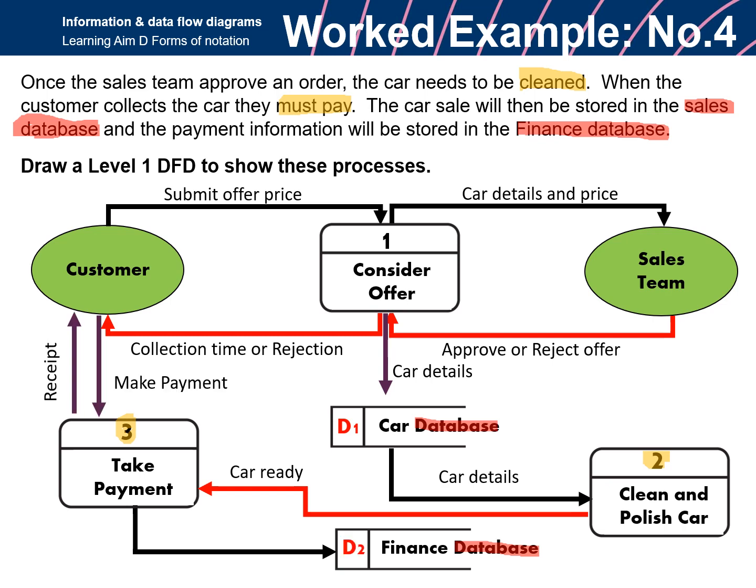The customer will then arrive at the store, they will make payment and receive a receipt, so they have a recording of their payment, and the money that is paid will be stored in the finance database, and this is D2 because storing the car sale was D1. We have now covered a number of examples for data flow diagrams.